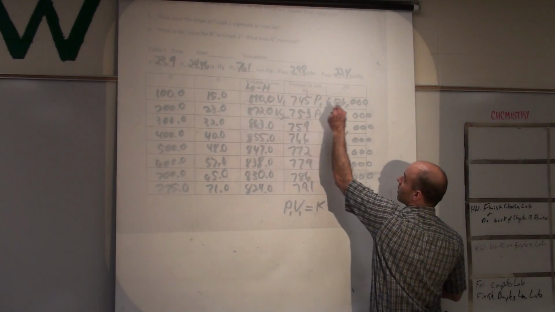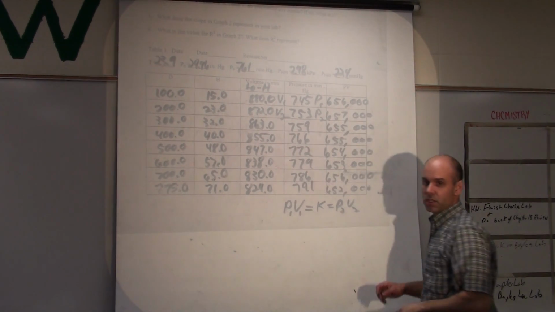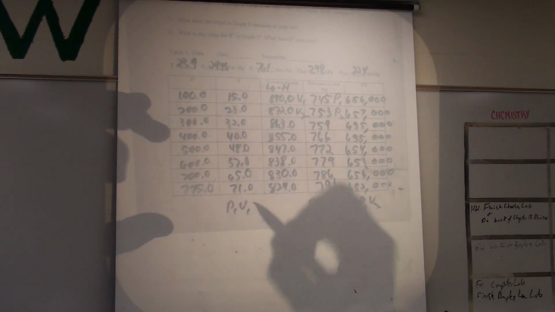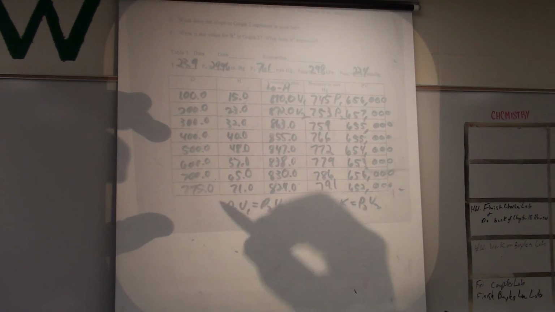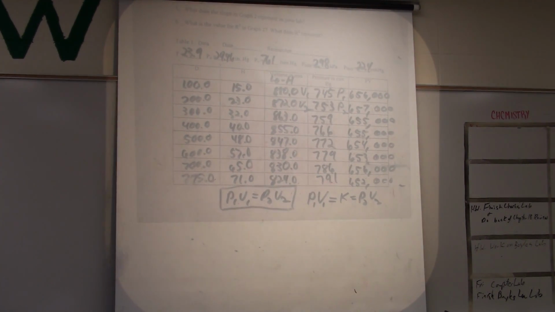V1 times P1 gives me this, and V2 times P2 gives me essentially the same number. So the other way you can express Boyle's law is P1 times V1 is equal to P2 times V2. And so you've derived Boyle's law. You derived Charles's law, now you've derived Boyle's law.